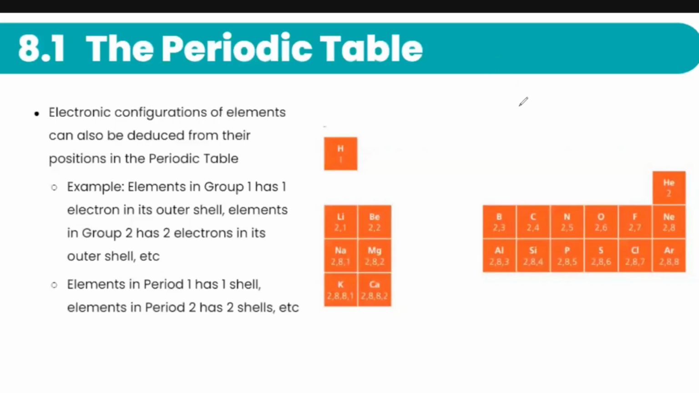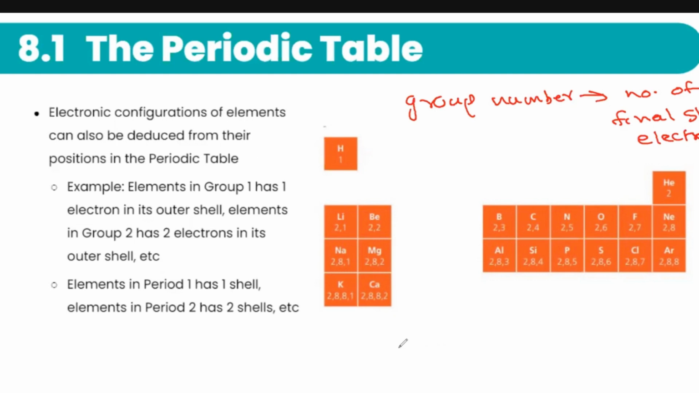Not only that, there is a significance in the row number of each of these elements, just like how the group number gives us some very important piece of information, which is the number of final shell electrons.